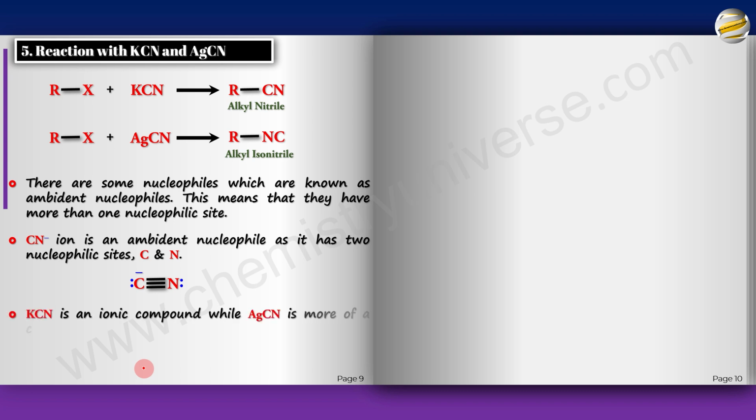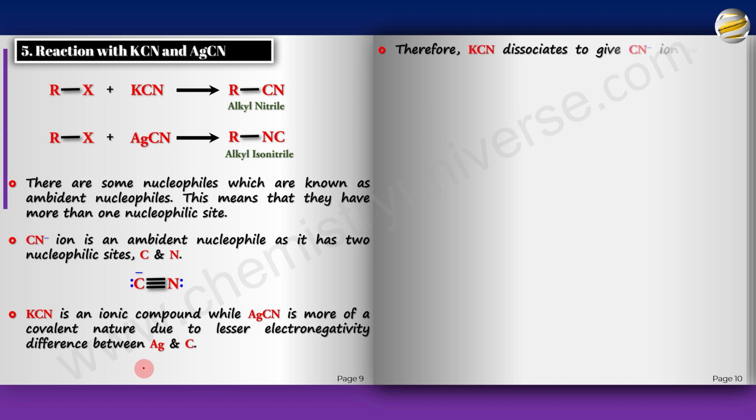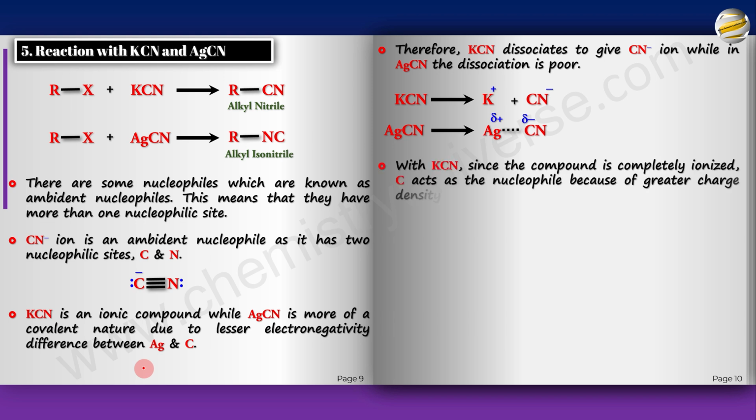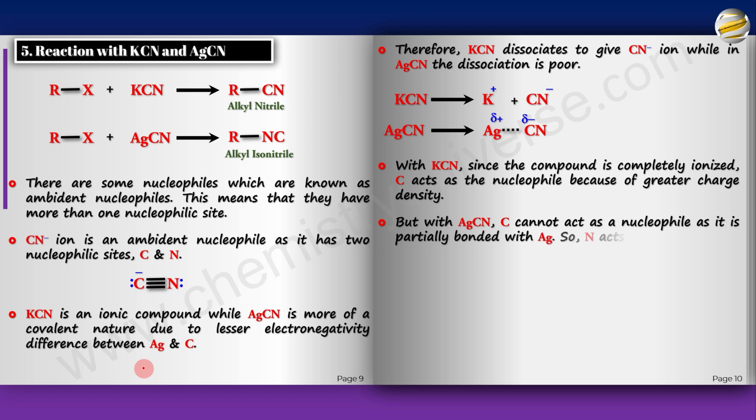So KCN is an ionic compound while AgCN is more of a covalent nature due to lesser electronegativity difference between Ag and C. Therefore, KCN dissociates to give you CN minus ion, while in AgCN the dissociation is poor. So KCN will break easily, whereas AgCN takes time to break. So with KCN, since the compound is completely ionized, C acts as a nucleophile because of the greater charge density. Whereas with AgCN, the C cannot act as a nucleophile, it doesn't have a free lone pair as it is partially bonded with Ag. So N acts as a nucleophile and the major product is RNC.